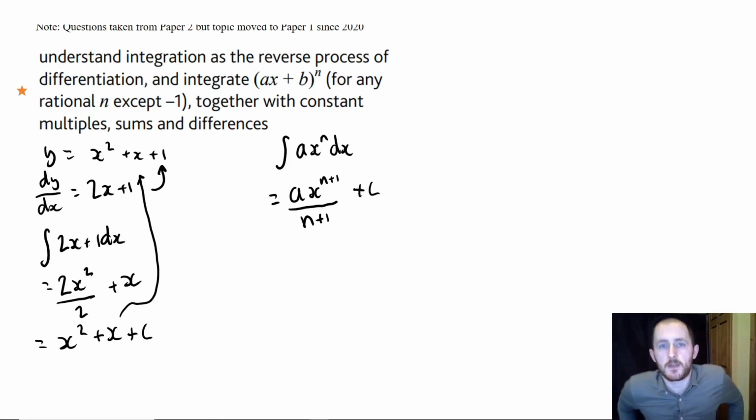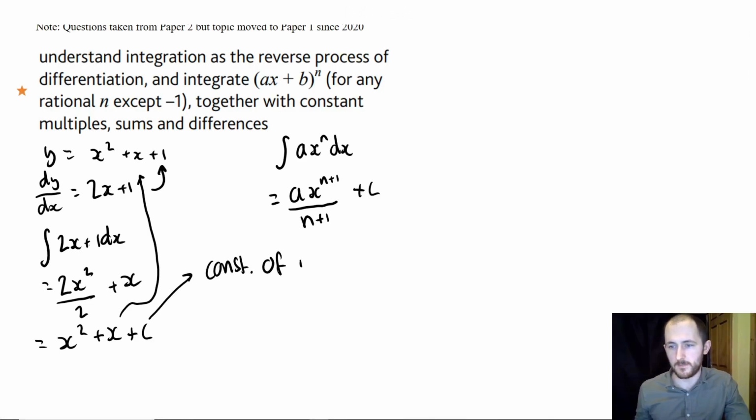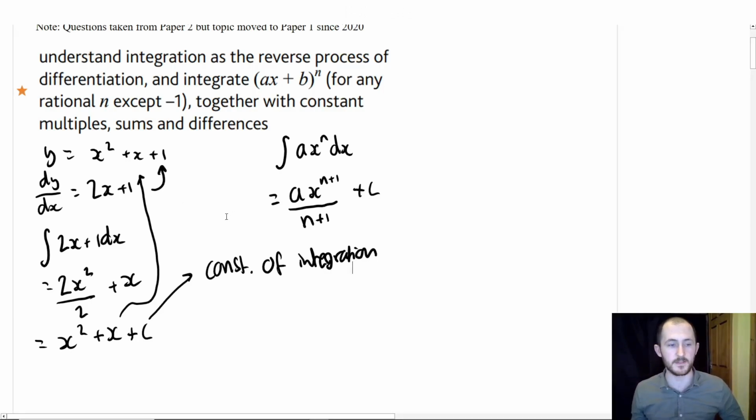The c is something called a constant of integration, and it can take any value. Now keep in mind I said value, okay? It's not a variable. It's not going to have anything to do with x, or any other letter. It is a number. That's because when we differentiate constants, they vanish into the ether. So we always have to add a plus c.